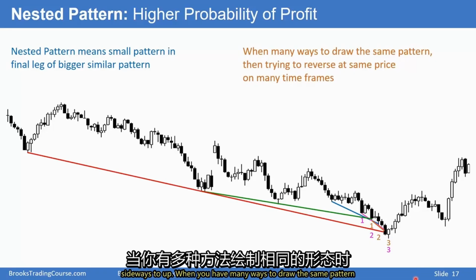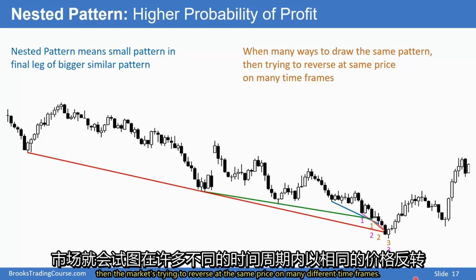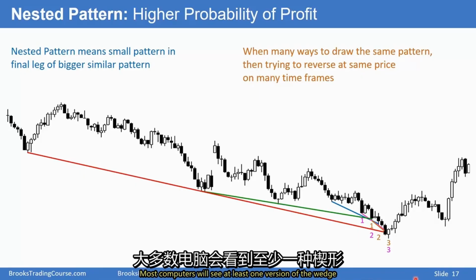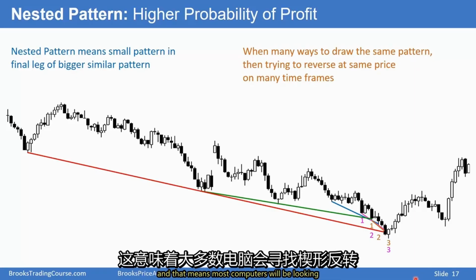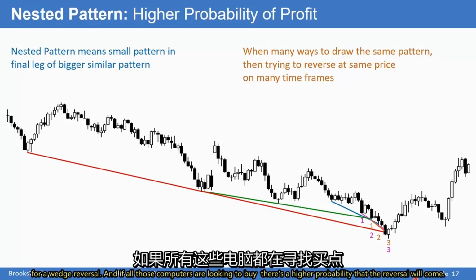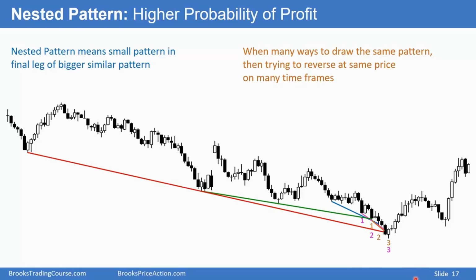When you have many ways to draw the same pattern, then the market's trying to reverse at the same price on many different time frames. Most computers will see at least one version of the wedge, and that means most computers will be looking for a wedge reversal. And if all of the computers are looking to buy, there's a higher probability that the reversal will come.